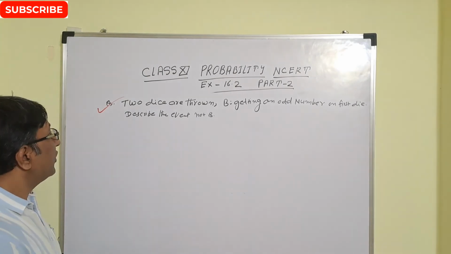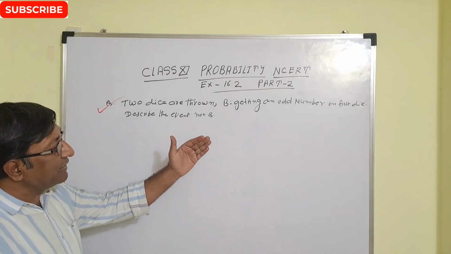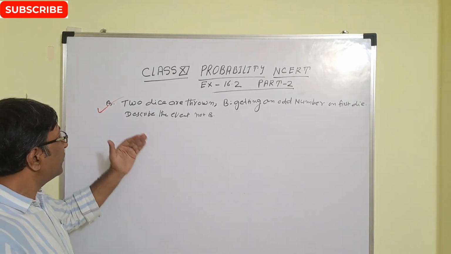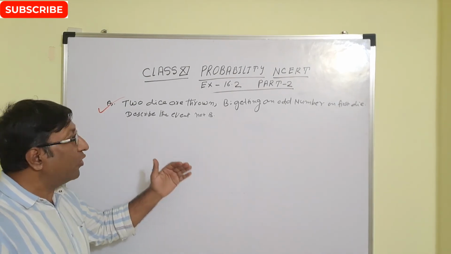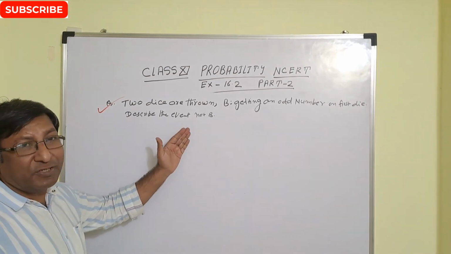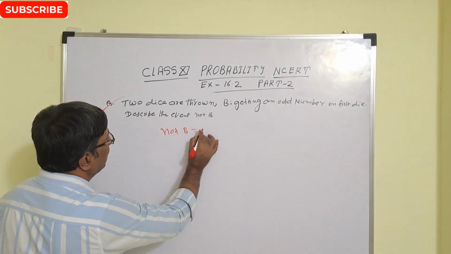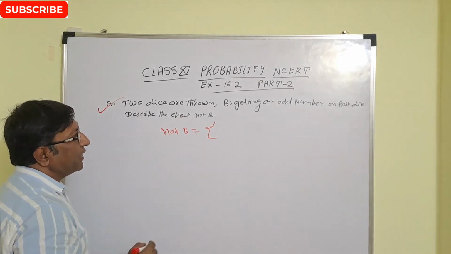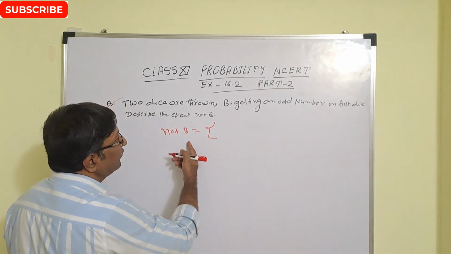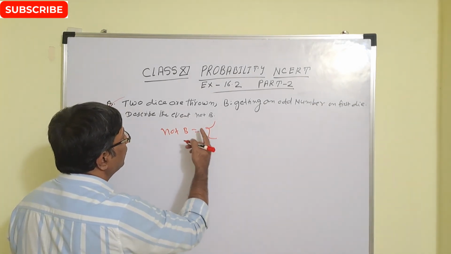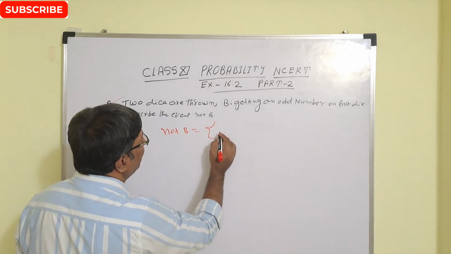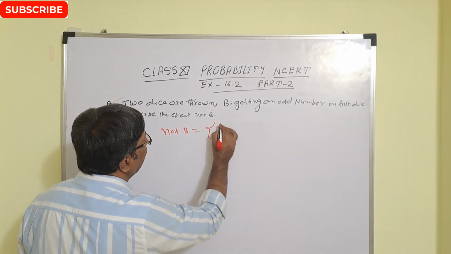See the question. 2 dice are thrown, B getting an odd number on the first die. So describe the event not B. Not B means what? Sample space minus B. So our correct answer is what? Not B. So total sample space is 36 and we have to subtract B, remove the B. So B is what? Odd number on the first die. So there should be even number on first die.